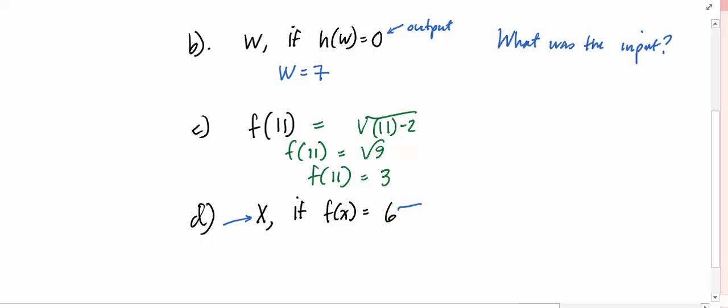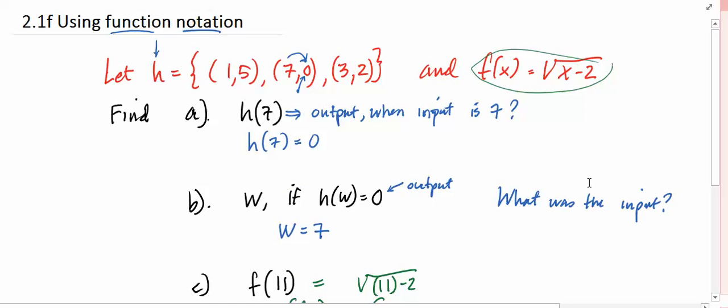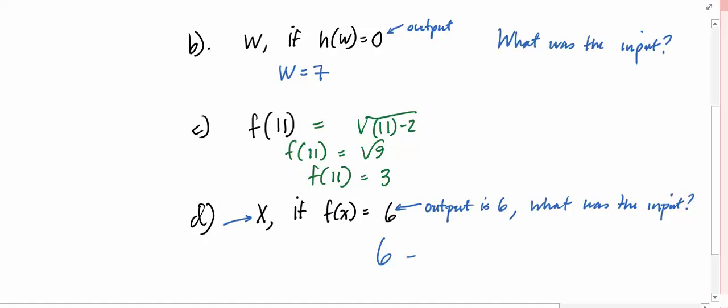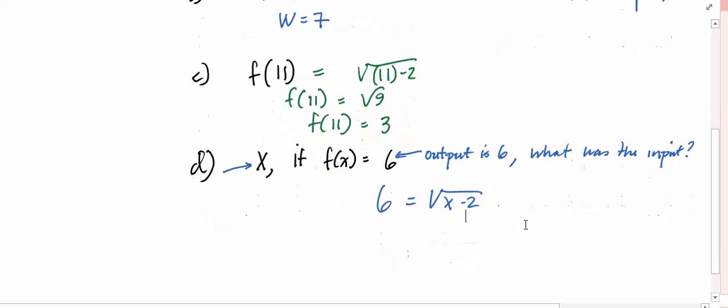Now this last one here, they're wanting us to find the input. Okay, remember this is output because they're already saying that f of x, the output, is 6. What was the input? And this is an equation, not a discrete set. This is continuous. So here's what we're doing. We're basically saying if this whole thing ends up being a 6, what was my x? Right?